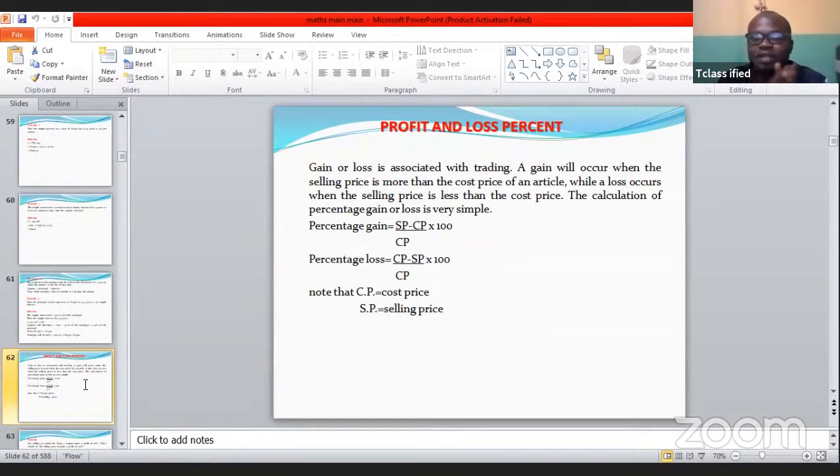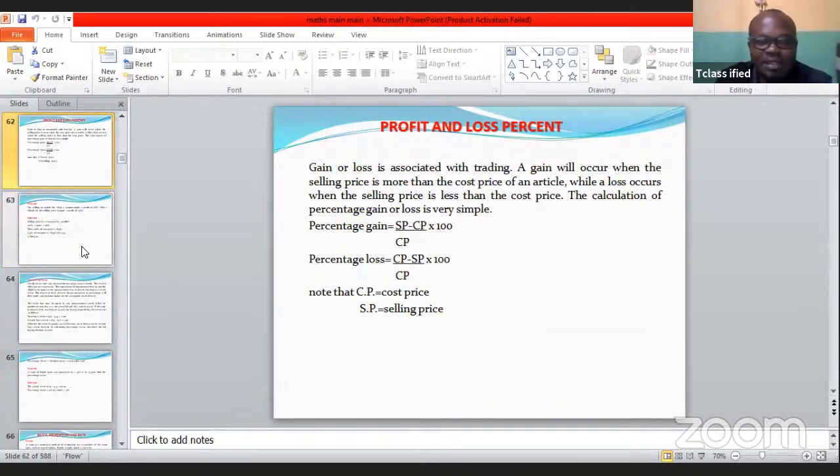The formula: if it is percentage gain, it is the selling price minus the cost price, all over the cost price, times 100 over 1. Or if it is percentage loss, it is the cost price minus the selling price, all over the cost price, times 100 over 1. So you remember that the denominator is always the cost price. That is percentage gain or loss, where CP is cost price and SP is selling price. Okay.